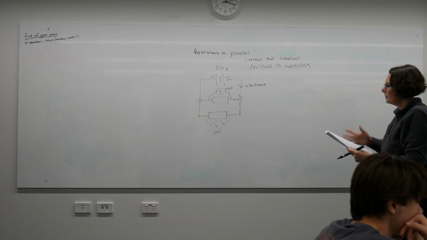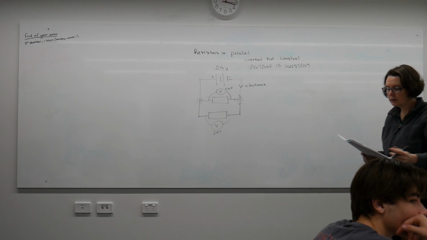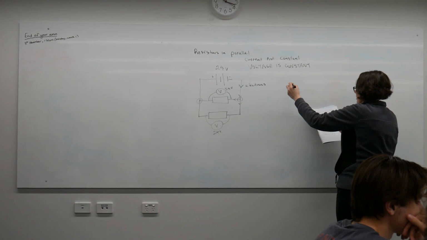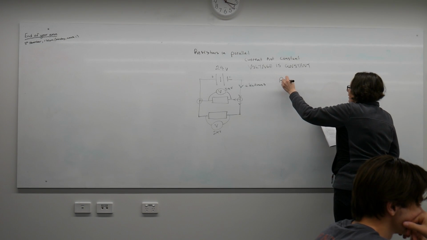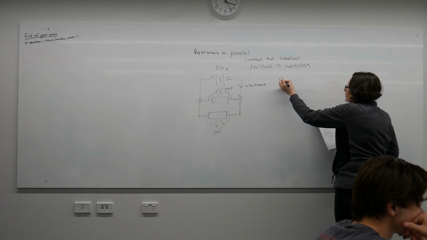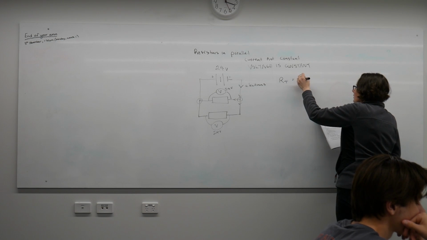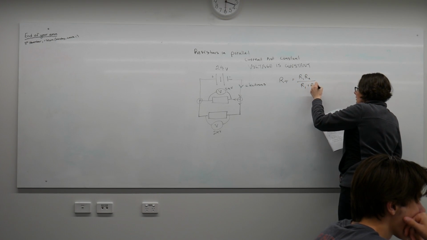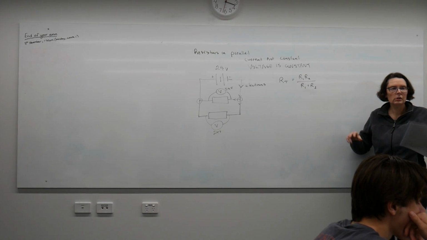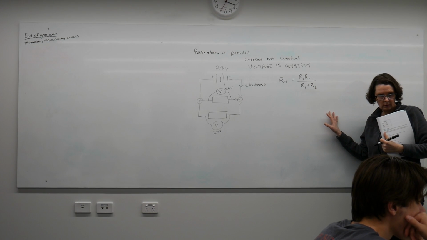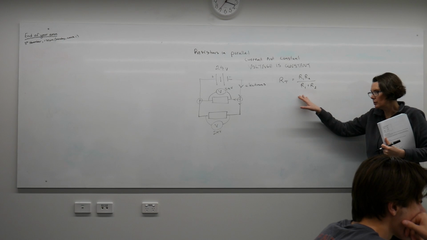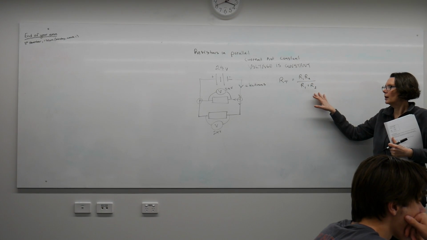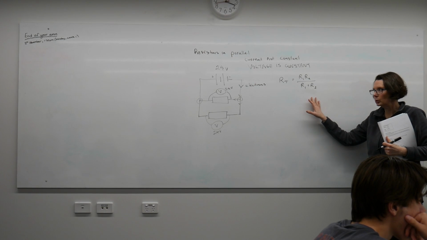Now, for our resistance in a parallel circuit, we have a different formula for the total resistance. It's the resistance, and we only ever do two in parallel. So that's why we use it in this format. R1 times R2 divided by R1 plus R2.